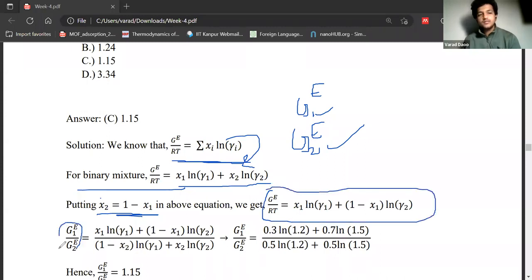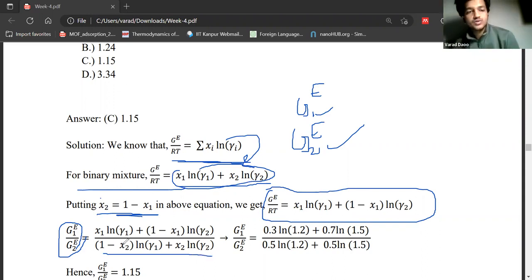Then we take the ratio. So G1 bar is this one, and G2 bar is nothing but this one. Because for the other one we have been given x2, that is why we are writing it in terms of x2, and first we kept it in terms of x1.